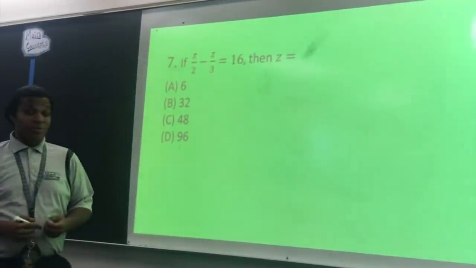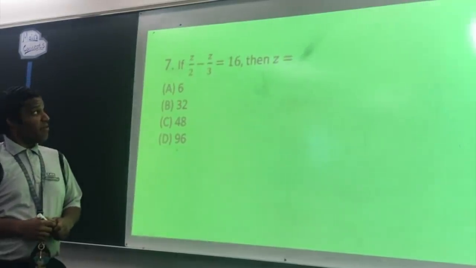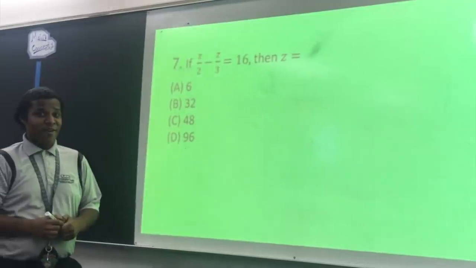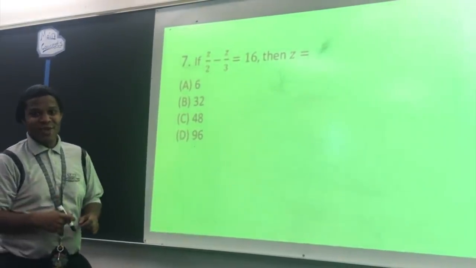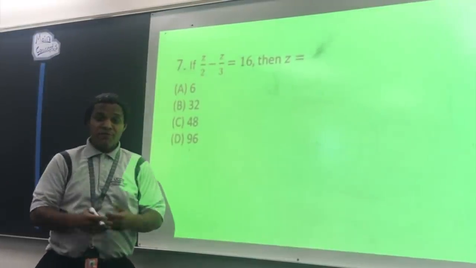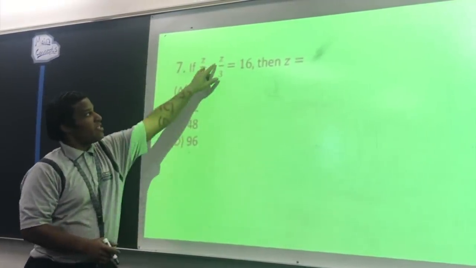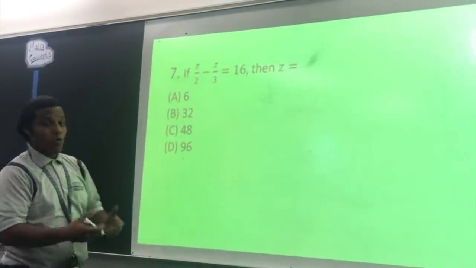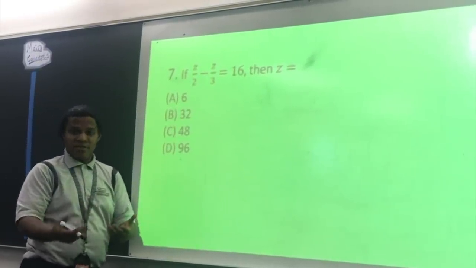Next, we have example number 7. Z divided by 2 minus Z divided by 3 equals 16. But we have fractions. No, just kidding, they're not that bad. We need to subtract these two fractions. We want to simplify as much as possible, trying to get these Z's into one nice little package before we start solving.